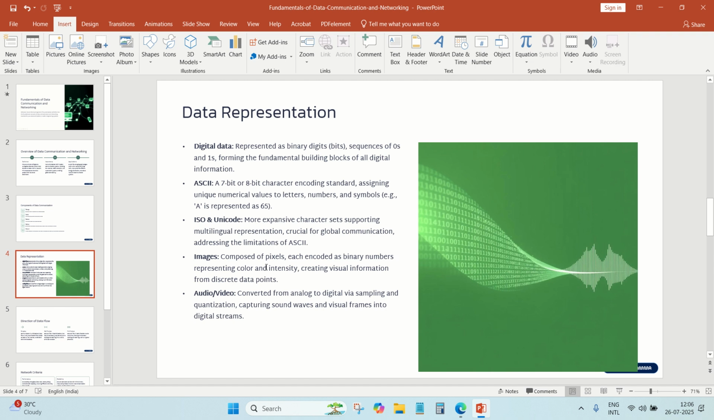Then audio data. Audio refers to the recording or broadcasting of sound or music. It is different from text, numbers or images. Even when you use a microphone to change voice or music to an electrical signal, we create a continuous signal. It is converted from analog to digital via sampling and quantization. It captures the sound waves and visual frames into digital streams.